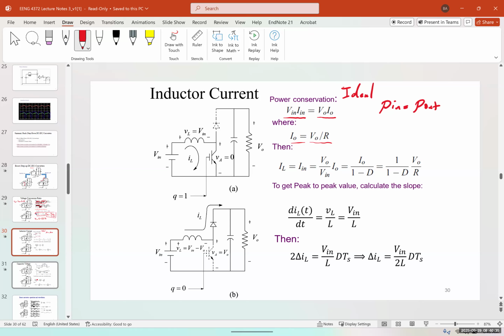Now to get the peak value, we need to calculate the slope. We calculate the slope using the derivative equation. So dIL over dt is going to be VL over L. Because it's an ideal situation, VL is equal to Vin. So we can write 2 delta IL, the same thing that we had, and I'm going to show the graph in the next slide, would be Vin over L times D Ts. Therefore, delta IL would be Vin over 2L times D Ts.